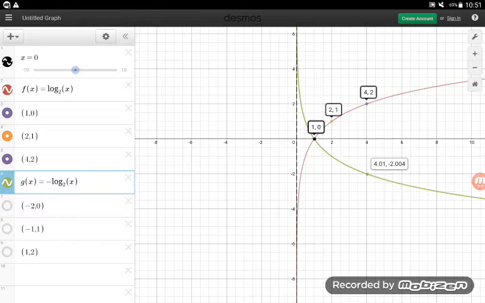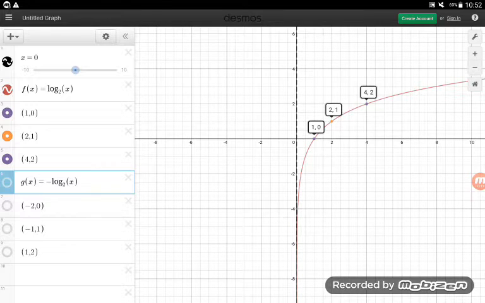Okay, 4 and -2. Alright, so this is vertical reflection. Again, did our asymptote change? No, right? The vertical asymptote stays the same. Okay.